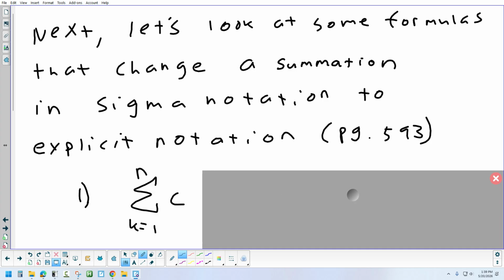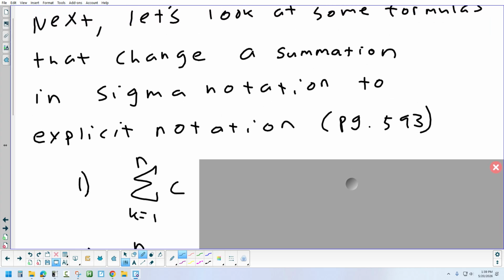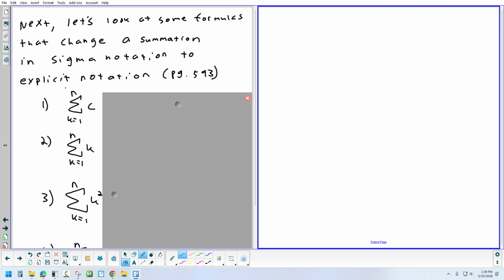Let's start with this. This one's kind of a special case, but once you understand it, it's actually the easiest one. This means to add up a constant number n times. Let's say I wrote down this.